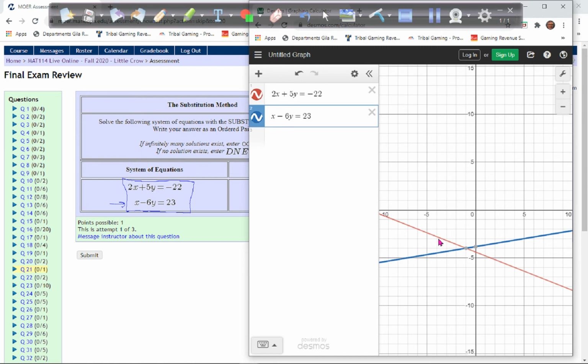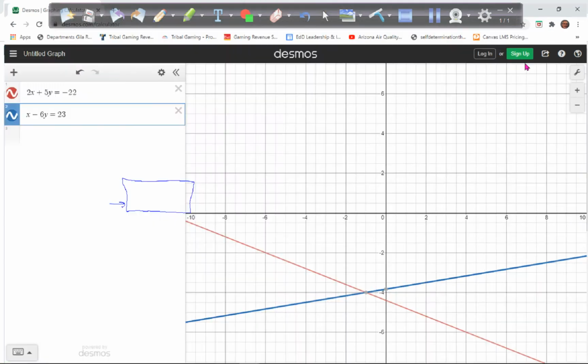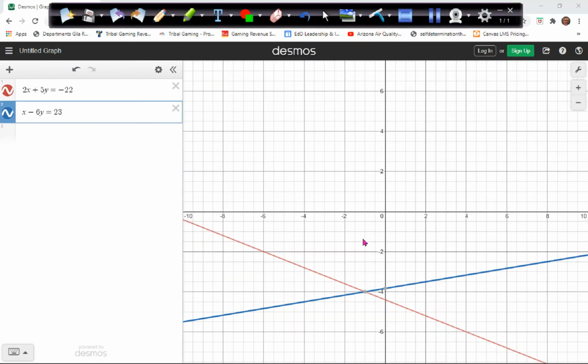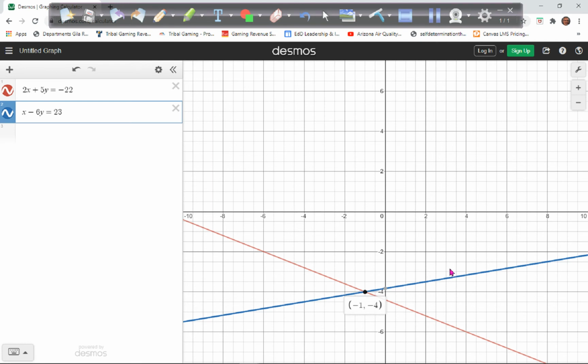Now all we need to be able to do is see where the intersection occurs. So make this nice and big here. Let's clear off what we've got going. And Desmos is nice. All we have to do is point at the intersection, click on it, and it'll be frozen there for us. -1, -4.